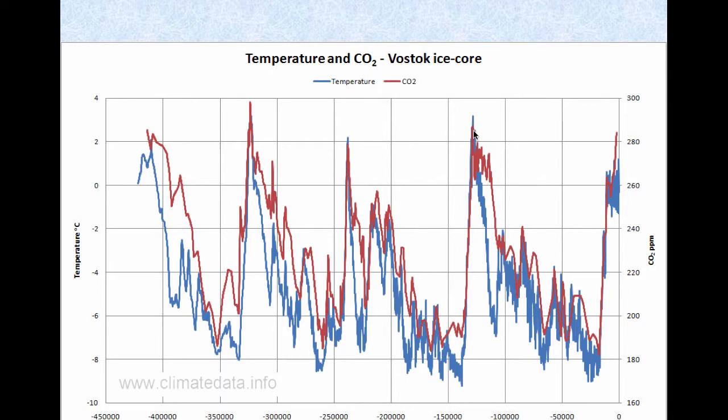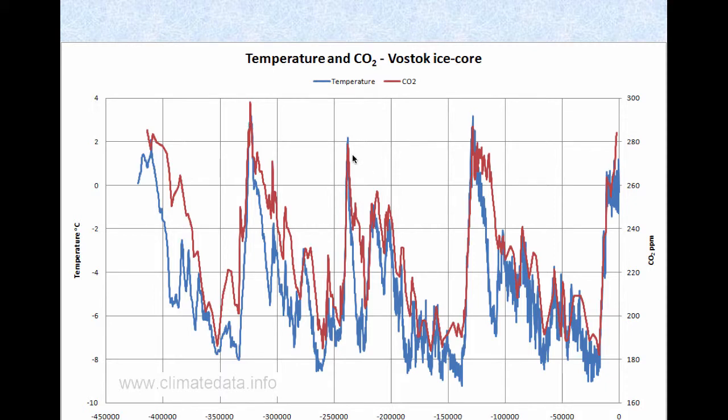When temperature is high, CO2 levels are high. When temperature is low, CO2 levels are low. It's just an amazing correlation. And nobody thinks this is an accident. Everybody thinks that this is perfectly reasonable. Lots of CO2 means you have a strong greenhouse effect and the atmosphere should be warmer.